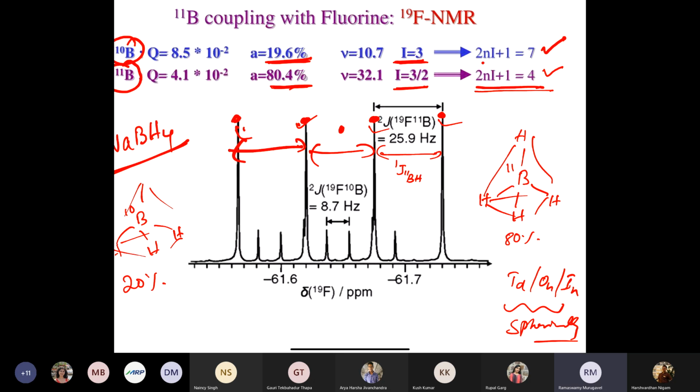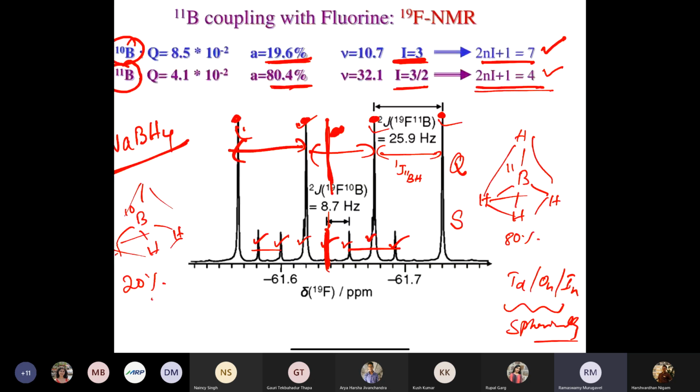Now, there is a second boron, which is I equal to 3, that will give 7 lines, but only has 20% abundance. So 1, 2, 3, 4, 5, 6, and 7 lines. You leave these 3 and you leave 3. This is the midpoint. As you can see, the chemical shift is the same for both. So this is the midpoint for the BH4 coupled with boron-10, and this is the midpoint for boron-11. So you get a quartet and a septet overlapping.